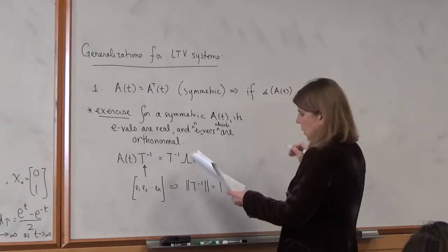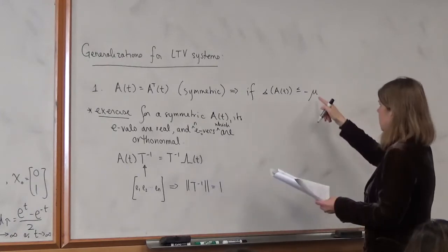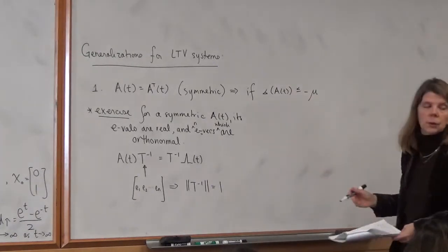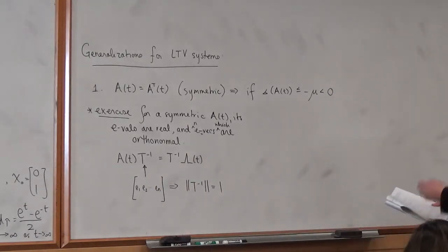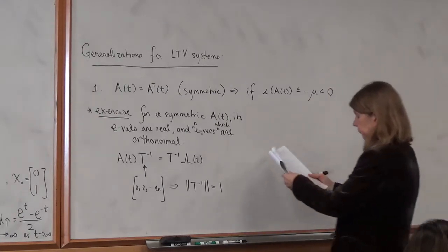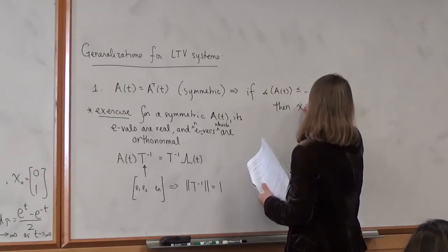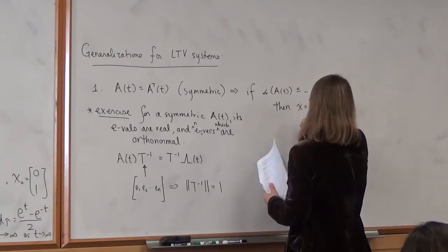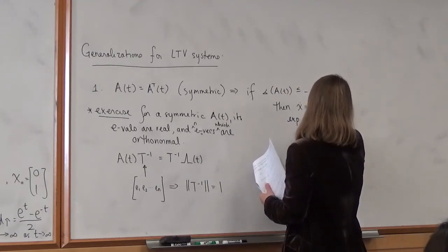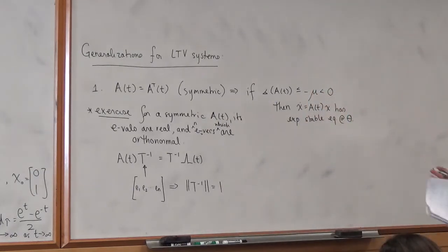All right. So if this is the case, then we can say that if the eigenvalues of A of t, so we know they're all real, are all less than or equal to some negative real number, I'll call that negative mu, where mu is a positive real number, so negative mu is less than 0, then the system x dot equals A of t x has an exponentially stable equilibrium at 0. Okay, so we define stability as we did last day in terms of the stability of the origin.